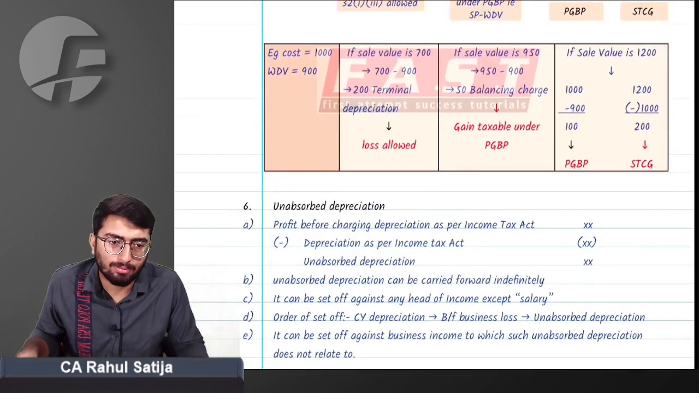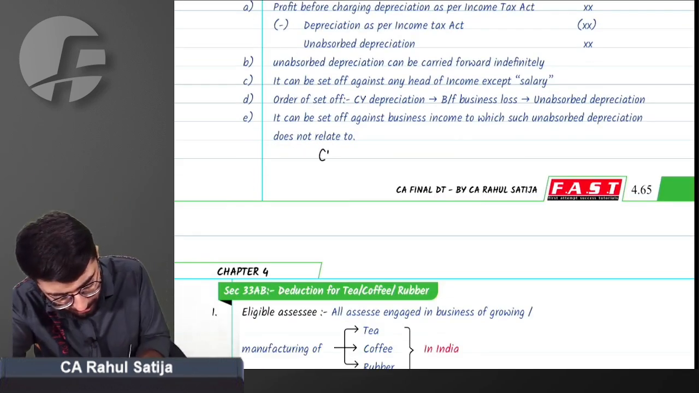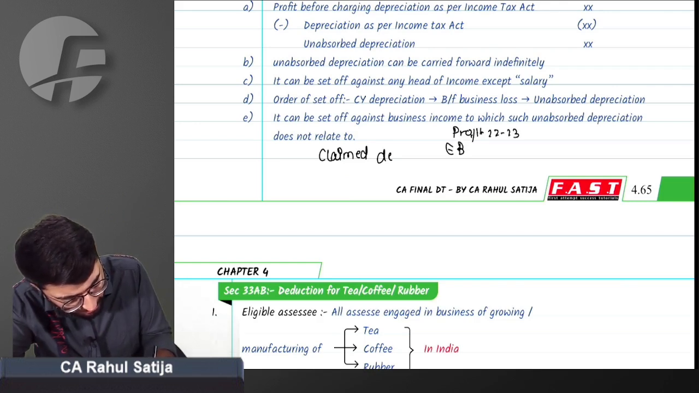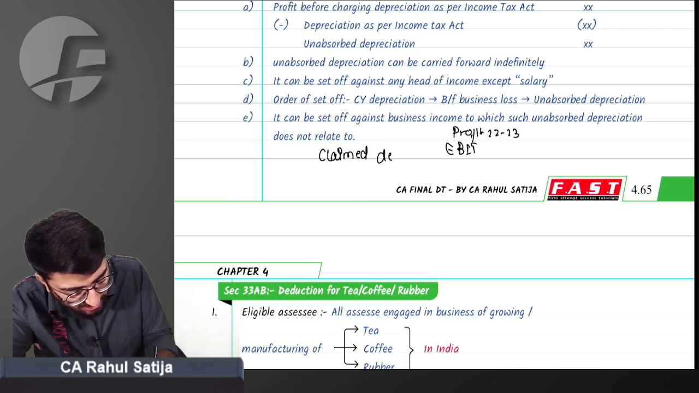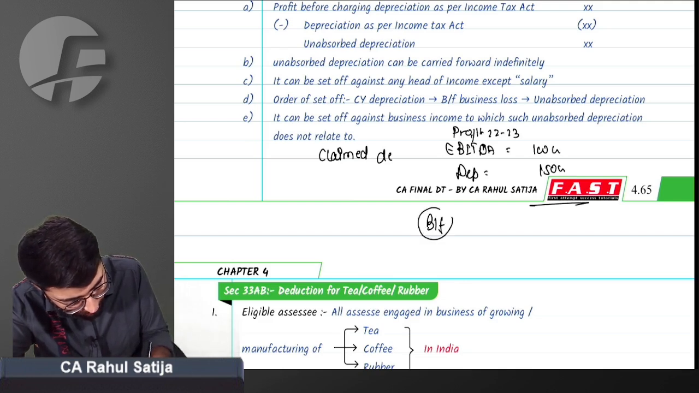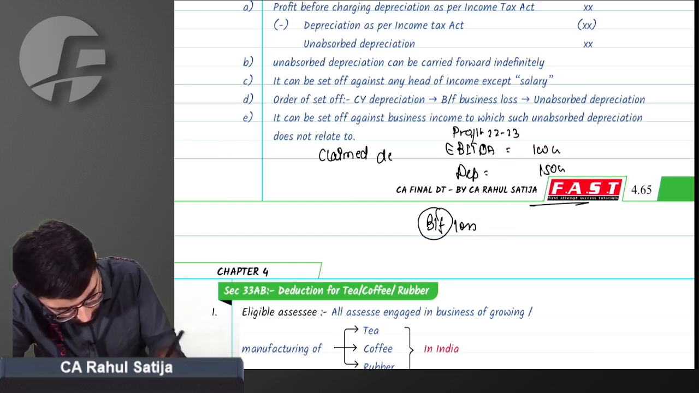Last but not the least. Sir, for example, I have claimed a depreciation. For example, my profit for previous year 22-23, EBITDA, profit before charging taxes, interest, depreciation, was, for example, 100 cr. My depreciation for the year was 150 cr. Sir, I have also brought forward losses, for example, 20 cr.